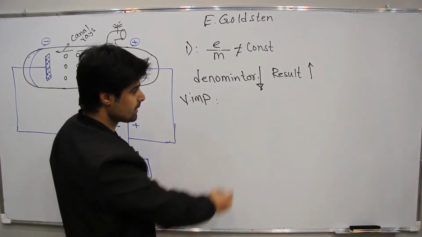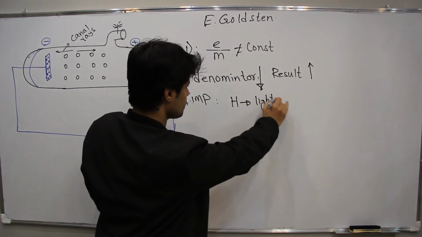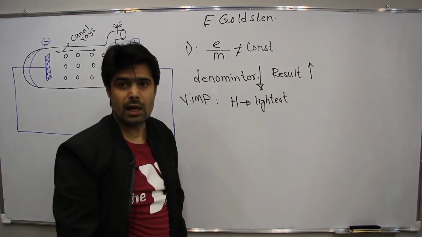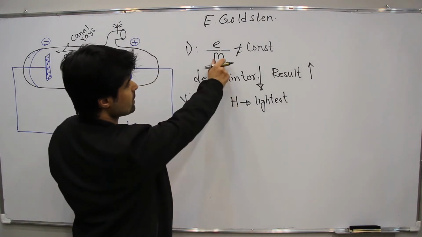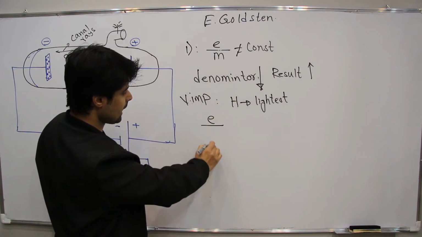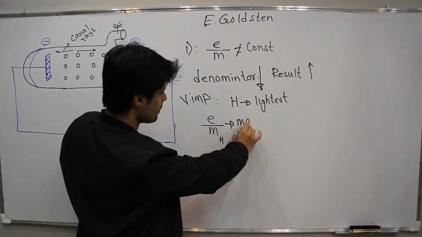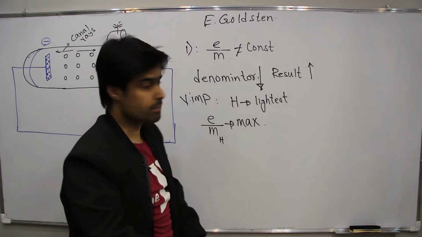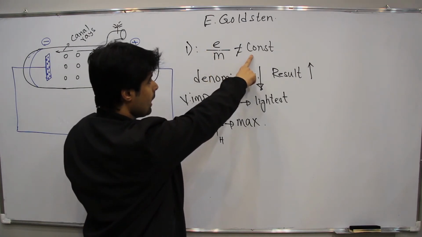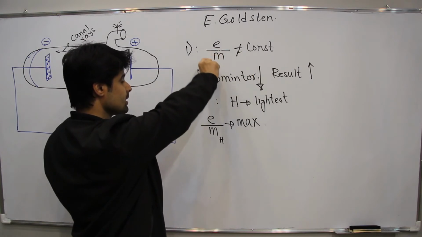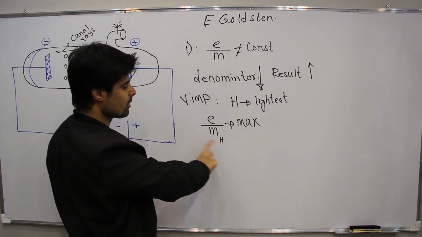I think the lightest element is hydrogen. Hydrogen is the lightest. It means it has minimum mass. Now, if this one is small, so the result of E to M of hydrogen will be the maximum. It means E to M is not constant, and for every element it is different, but it has the maximum value when we take hydrogen.